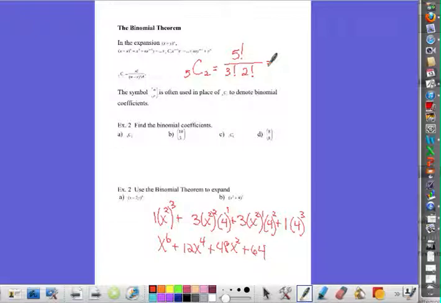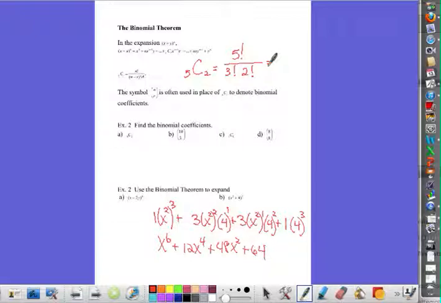So suppose there's 20 people in NHS, and the school has decided to take 3 people to a conference. Well, if they're going to send Betsy, Nathan, and Abby, it doesn't matter the order that we group the 3 of them, and that's called a combination.